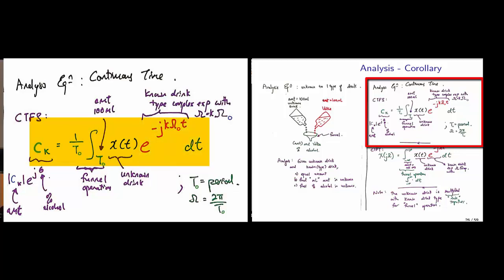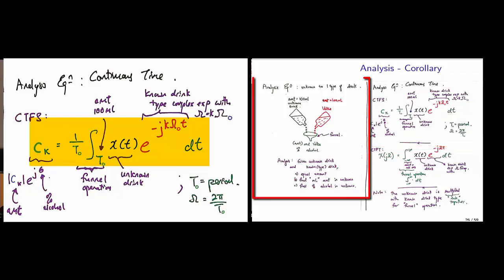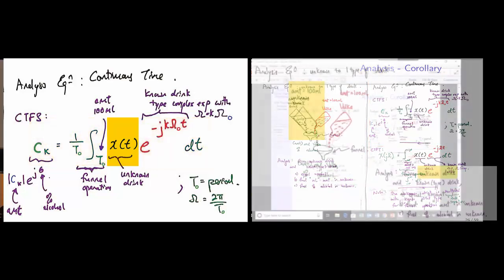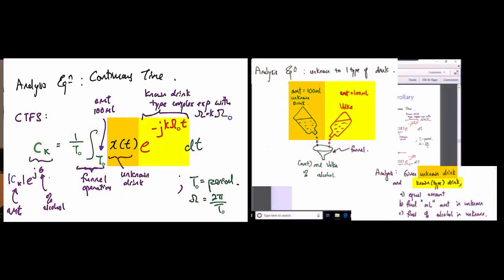Now let us relate this equation to our measuring of alcoholic content. x of t is the unknown drink. e to the minus jk omega naught t is the known drink, be it the vodka, the whiskey, the gin. And by multiplying together, we are actually mixing it together, each drop at one time. The function of one value is multiplied with the function of the other value. The integral is the sum that comes out of it over one period, pouring equal amount.